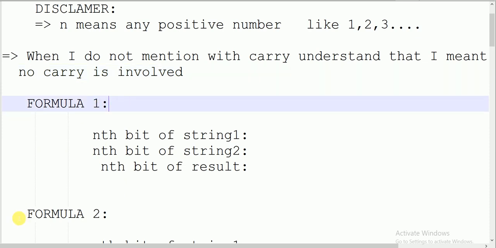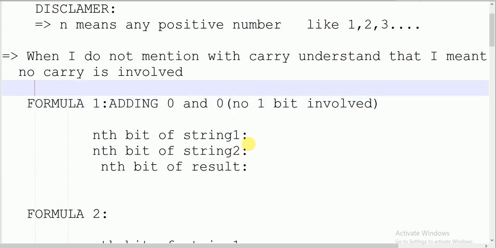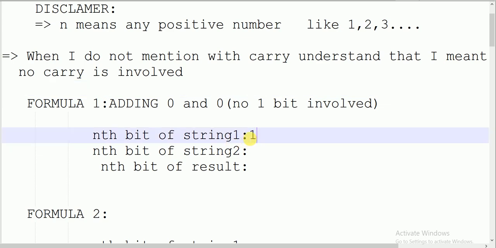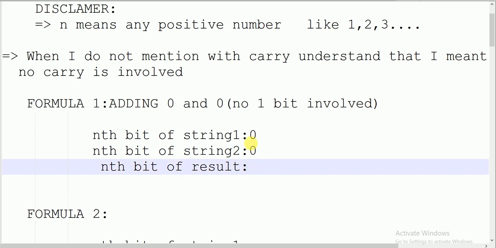So formula 1 is adding 0 and 0, and here I have not mentioned any carry, so there is no carry involved. Please keep that in mind. So no 1 bit involved here, so let's say nth bit of string 1 is 0, and also in string 2 is 0. So the nth bit of result would be 0, and 0 and 0 means 0.